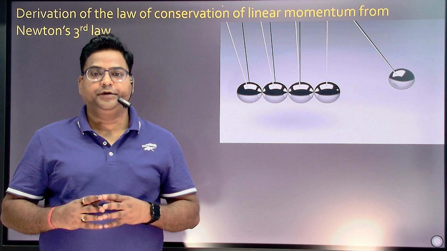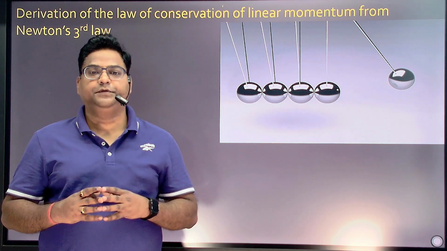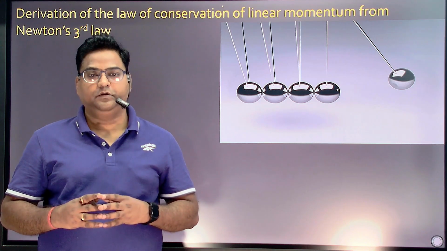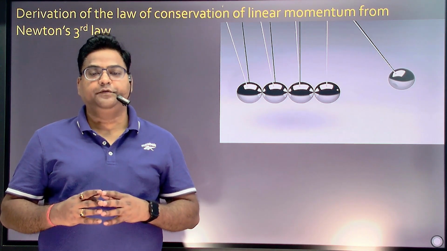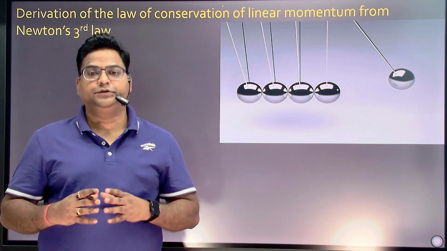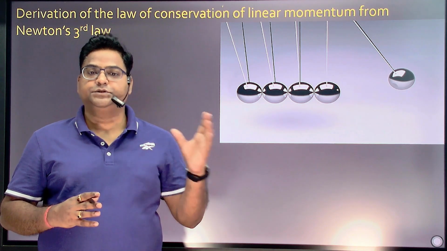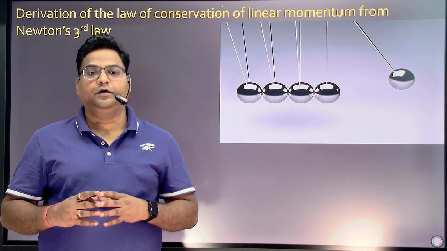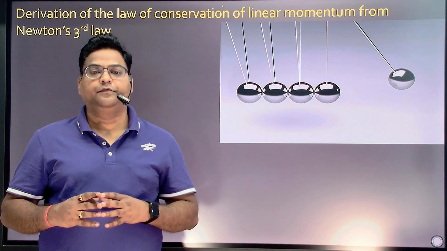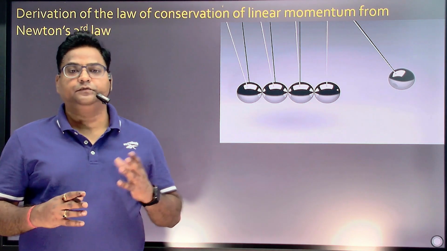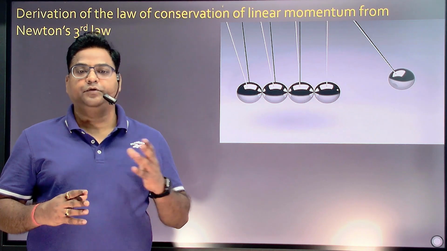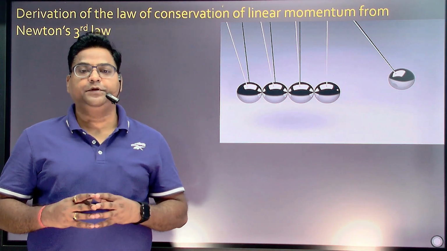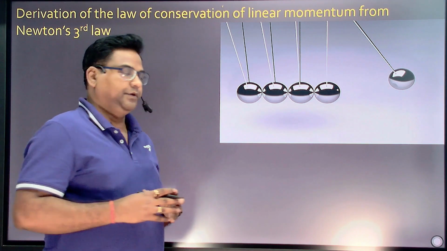Hello my dear students, again I start one more derivation: the law of conservation of linear momentum from Newton's third law. Previously we derived the law of conservation of linear momentum from Newton's second law. Now we are going to derive it from Newton's third law. What do we know about the third law? Newton's third law says that every action has an equal and opposite reaction when bodies interact. So let's derive.